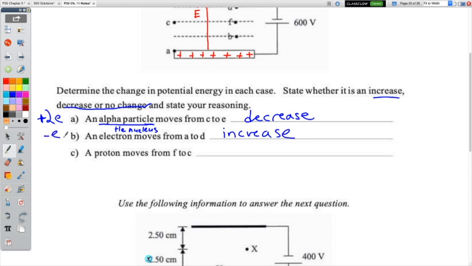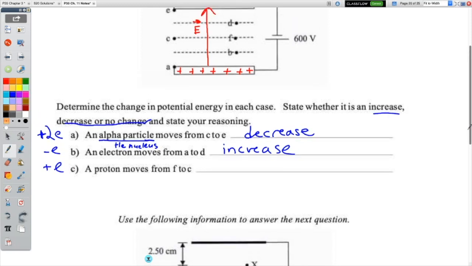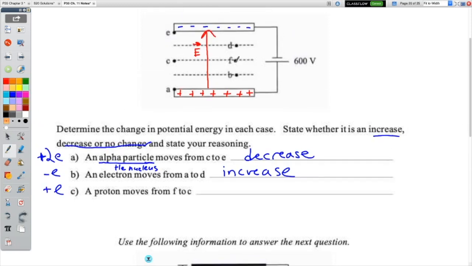Now, what if a proton moves from F to C? So what's the charge on a proton? Well, it's the positive version of the elementary charge. So if I'm a proton here at F, do I have potential energy? Yes, I want to move that way, I want to move with the electric field.